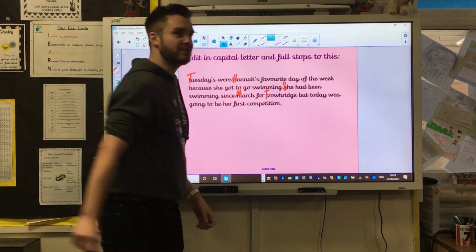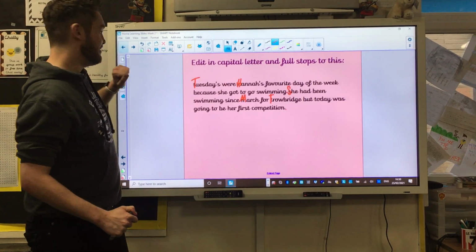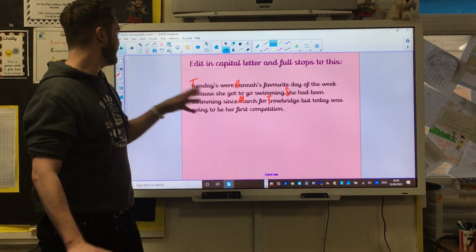Remember, full stop at the end. It's sometimes really easy to bypass that. And as you should be seeing on this little slide here, because I did make one earlier, that is what we're looking for.